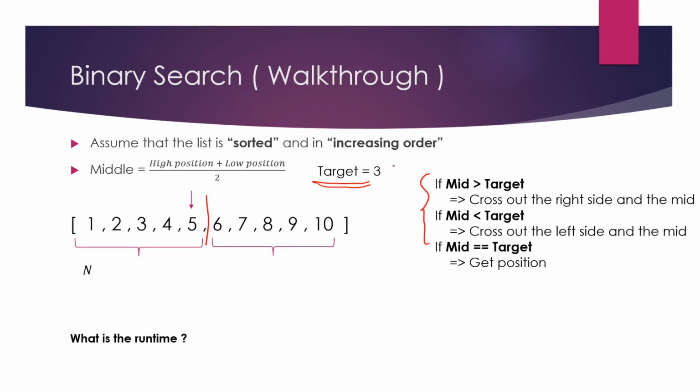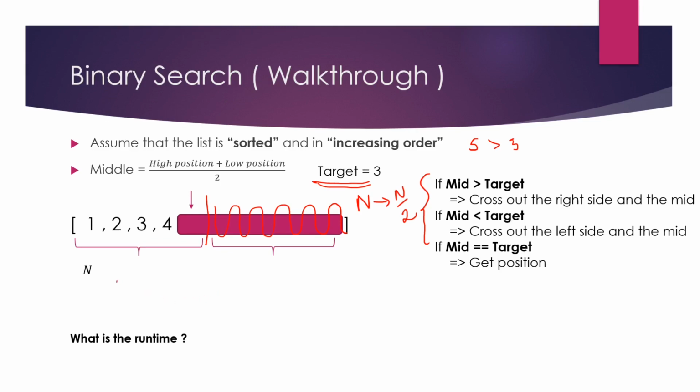Your middle is gonna be 5, and 5 is greater than the target, which is 3. So you're gonna cross out the right side and the middle number. I'm gonna cross it out, and you can see half of the array has been crossed out due to the algorithm. And this is just an extra crossout from the middle. But this extra crossout doesn't deny the fact that your array has been shortened from n into n over 2. So let's express it in mathematical form. You just times it with 1 over 2. This means you divide your list by half.